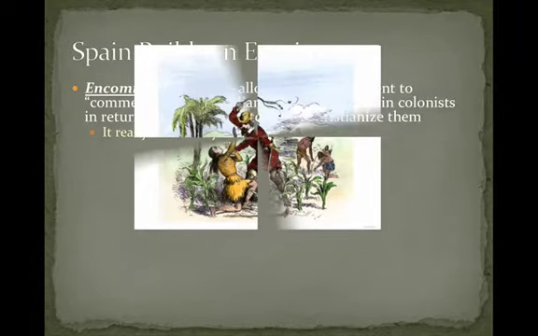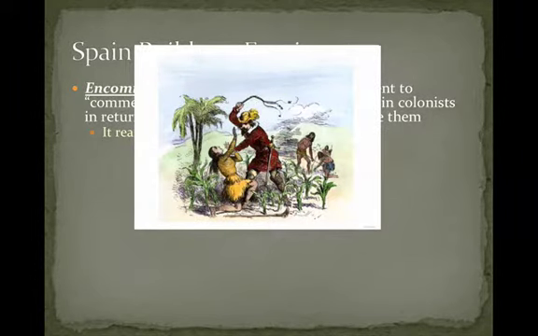Here's an image that's going to come from your book that focuses on some of these European explorers coming to the New World to essentially enslave or take as property both the land and the people here in the New World.